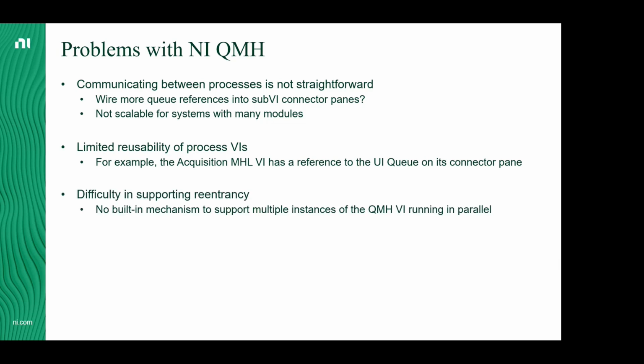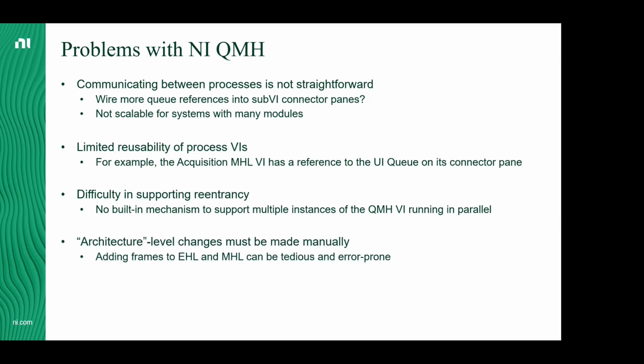It's also hard to support reentrancy with the NIQMH. If you were to open the continuous measurement and logging project and just take the top level VI and make it reentrant and try to call it multiple times, things won't work. There are some state management issues. There's also now going to be a single acquisition message handler being shared between multiple reentrant instances of the top level app. That's not going to work. The NIQMH does not easily support reentrancy.